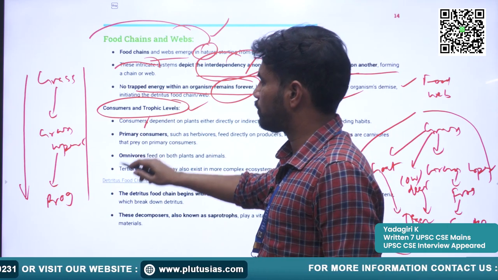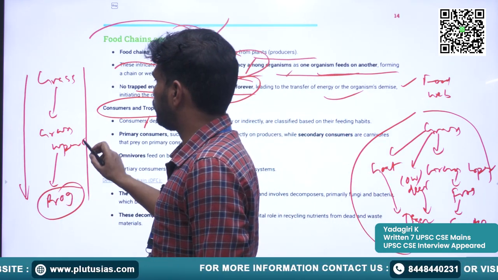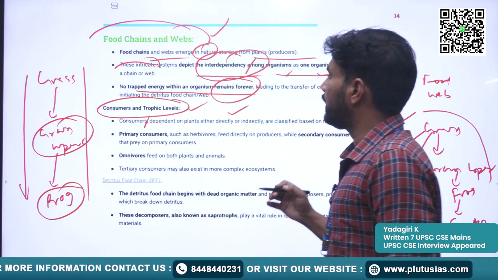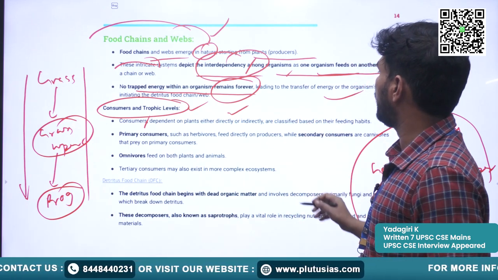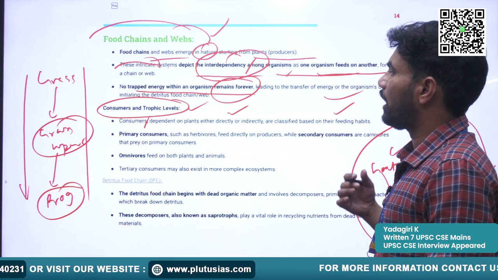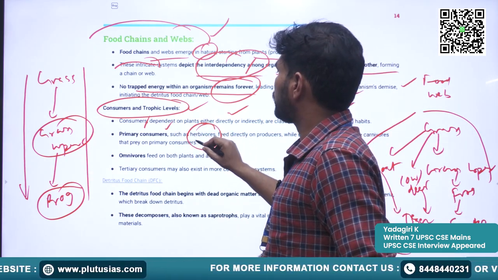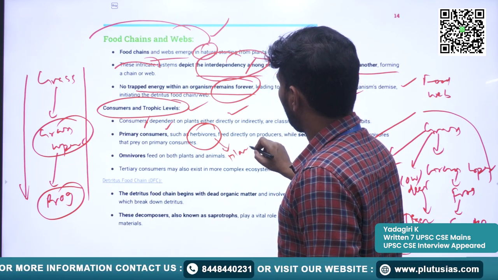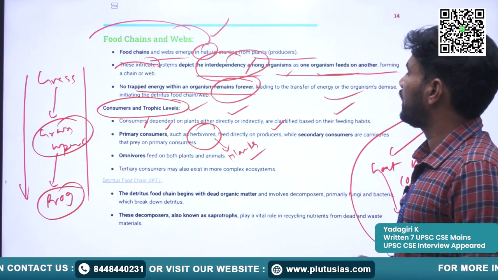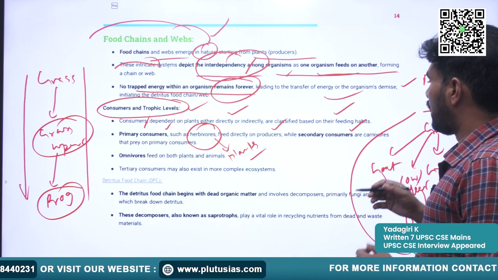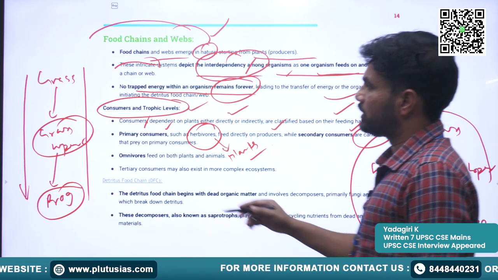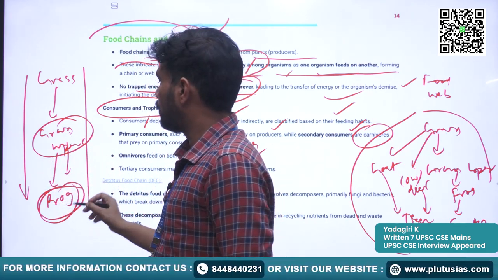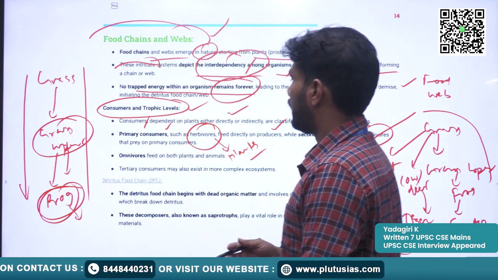Consumers, I have explained. Here, the frog becomes a secondary consumer. The grasshopper becomes a primary consumer. Consumers dependent on plants, either directly or indirectly, are classified based on their feeding habits. Primary consumers, such as herbivores, are those who are dependent on plants or who are consuming plants. They feed directly on producers, while secondary consumers are carnivores. Basically, the frog is eating the grasshopper, which is another organism. So here the frog becomes a carnivore.